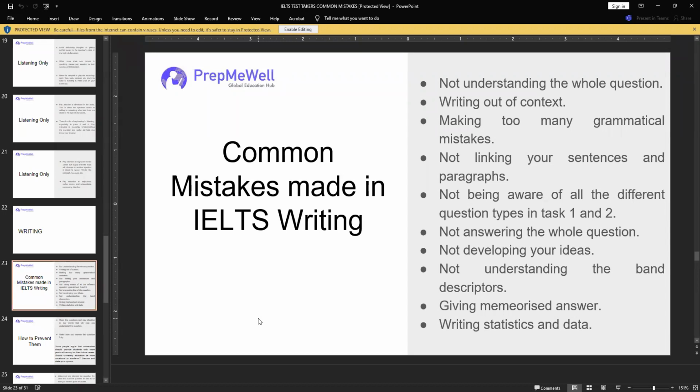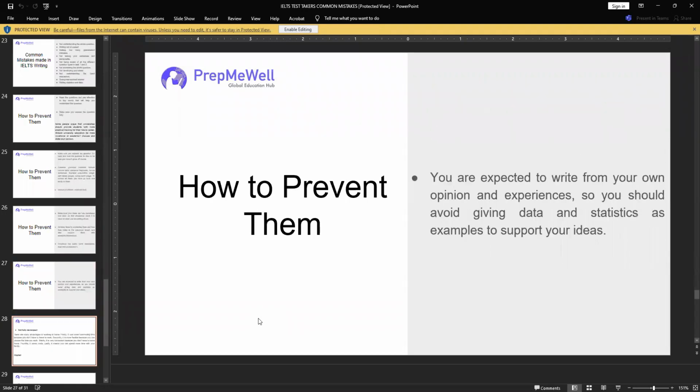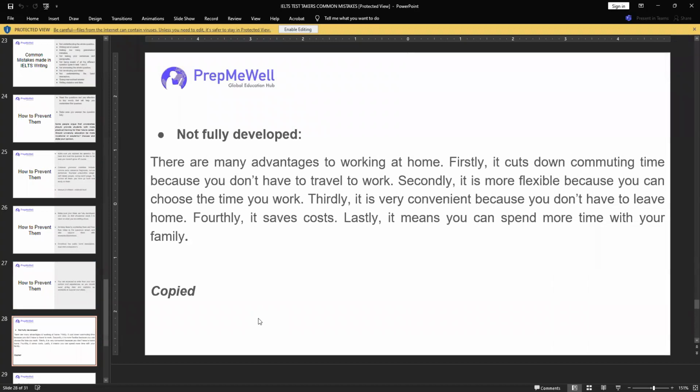So it's best to just come up with examples that have nothing to do with statistics and data, okay? So I want to show us now a paragraph that is not fully developed. Okay? There are many advantages to working at home.